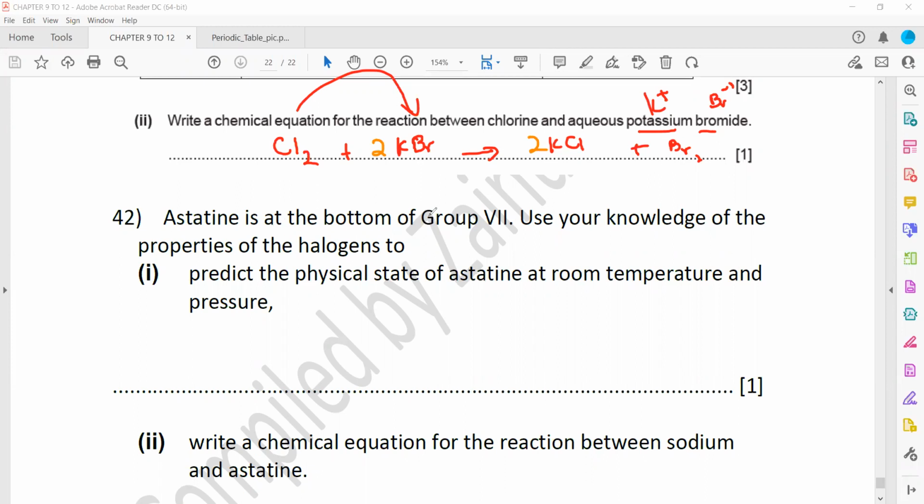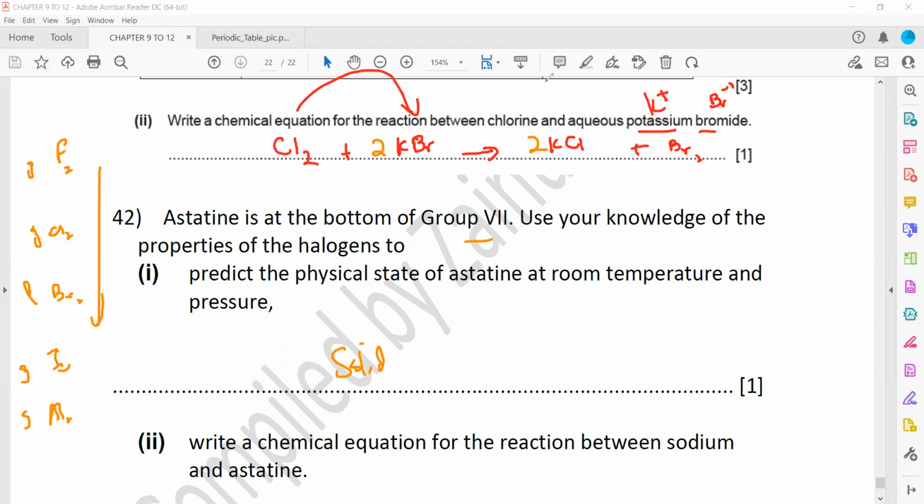Then astatine is at the bottom of group 7. Use your knowledge of the properties to predict the physical state. So we have fluorine, chlorine, bromine, iodine, astatine. Fluorine is a gas, then liquid, then solid. So astatine should be solid at room temperature.